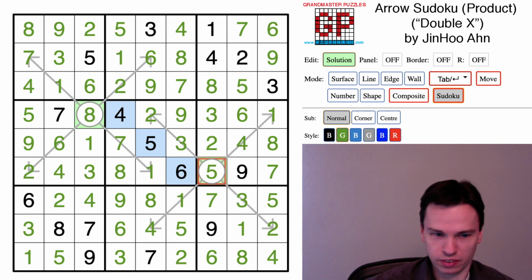Hope you learn a little bit about how to go through these Sudoku puzzles, and certainly learned a bit about the elegant designs that JinHoo put into this week.